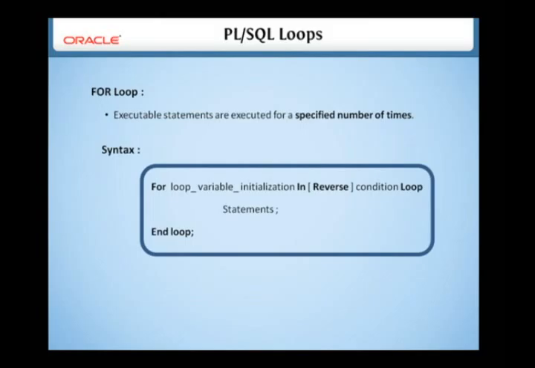In this syntax, we can execute statements for a specified number of times. Here we can specify the lower and higher limits for the loop. In for loop, we can also specify the reverse keyword. This keyword makes the loop execute in reverse. Let's see a program which uses for loop.